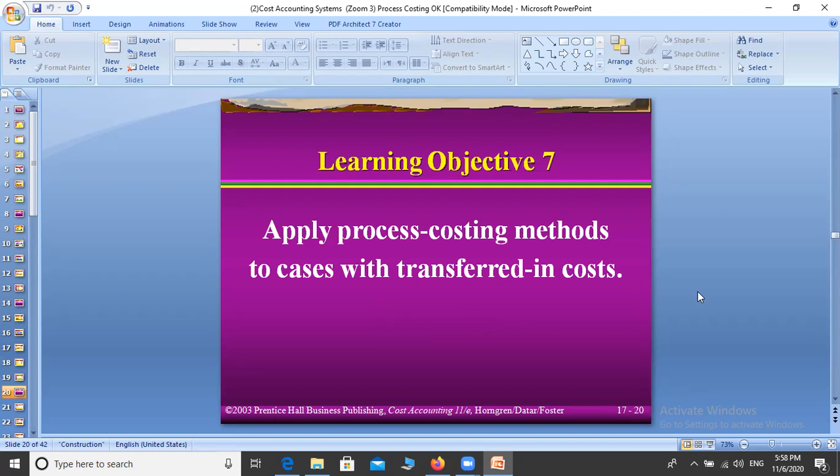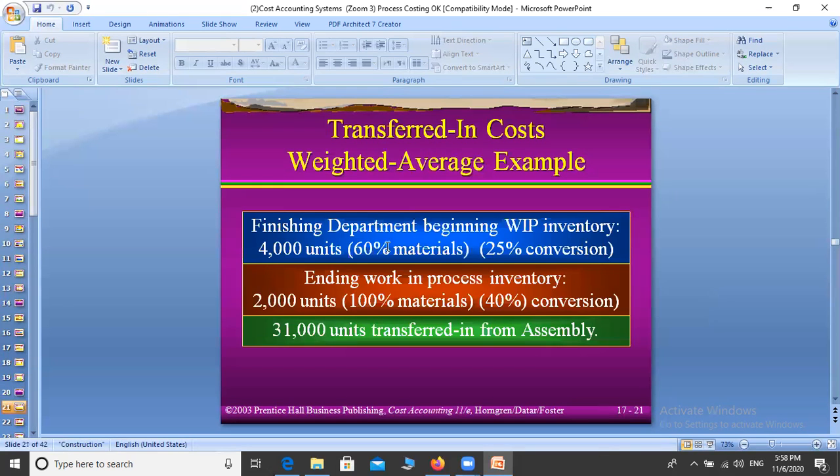I told you, in the last face-to-face lecture, transferred in costs means something like raw material. But this does not mean there is no direct material to be added in the same process again. So this is transferred in cost. We call it 100%, and then material to be added, if there is material, wages, overhead, and so on. Now, finishing department, beginning work in process inventory 4,000 units, 60% material, 25% conversion cost.